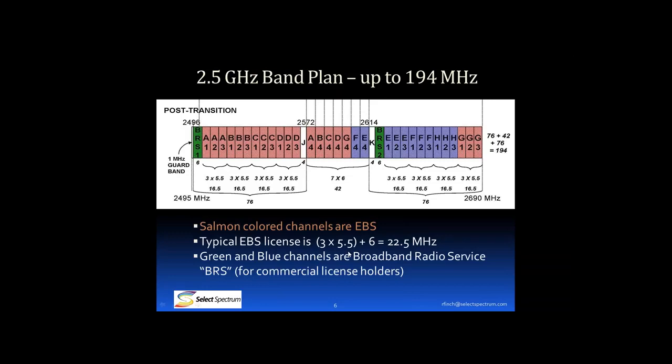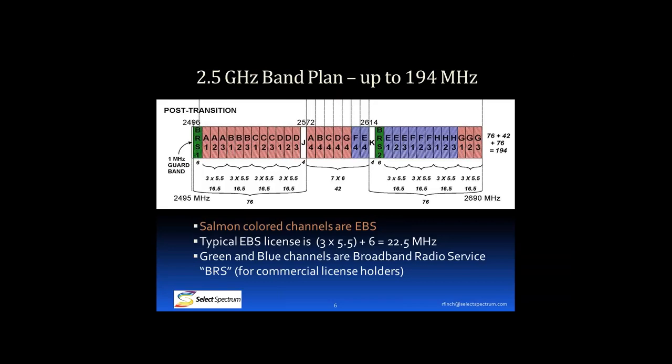But the EBS licenses must have educational use, must follow slightly different rules in terms of how they're used, in part to support educational services, whereas the commercial services do not have those requirements. The EBS licenses can only be held by educational institutions, accredited academic institutions, and educational nonprofits, while the BRS licenses can be held by a much wider assortment of corporations and individuals.